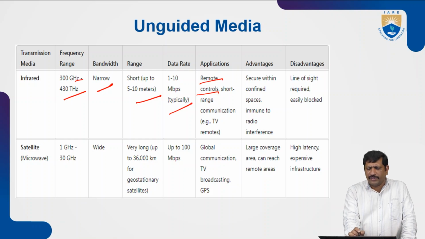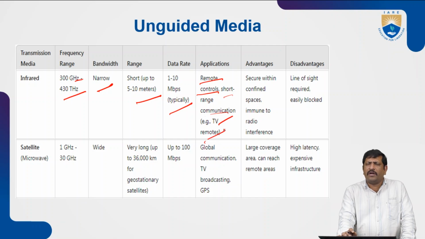Short range communications. The best example here is the TV remote. Whatever the TV remotes control, these are remote signals, which we call infrared rays, and they control the TVs.